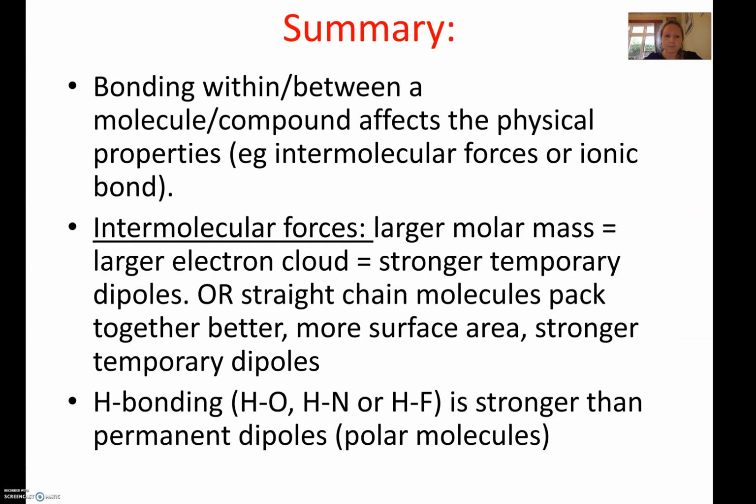So, a bit of a summary. Bonding between molecules will affect their physical properties, so melting point and boiling point. The larger your molar mass, the larger the electron cloud and the stronger the temporary dipoles. Or if it's a straight chain molecule, it'll pack together much closer because there's greater surface area and the temporary dipoles will be stronger. For H bonding, there must be one of these 3 bonds inside the molecule, and then they can attract to neighbouring molecules. And H bonds are stronger than permanent dipoles, which exist in all polar molecules.